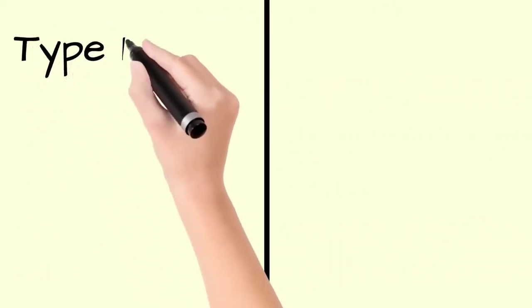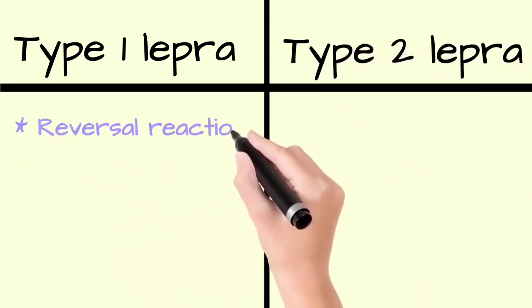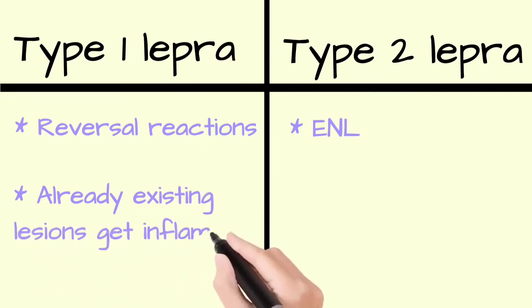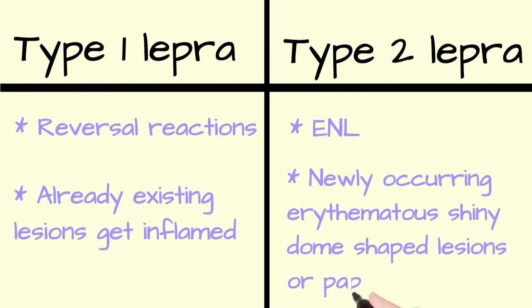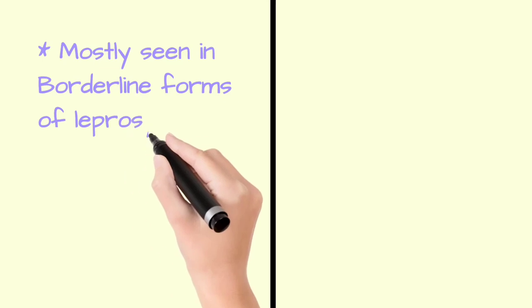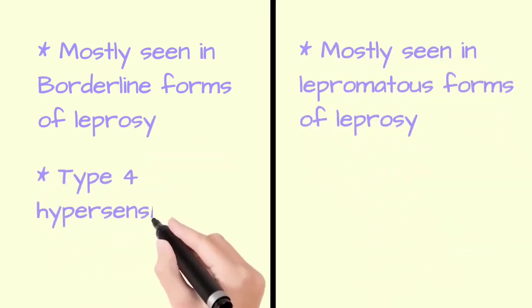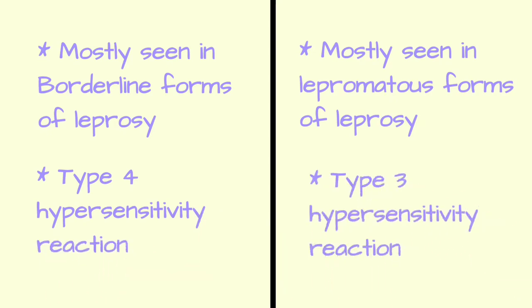Now we shall compare both the reactions for better understanding. Type 1 Lepra reaction, also called reversal, and type 2 is also called erythema nodosum leprosum. In type 1, the already existing lesions get inflamed, but in type 2, there are newly occurring lesions, which are erythematous, shiny, and dome-shaped lesions. Type 1 is mostly seen in borderline, while type 2 is mostly seen in lepromatous forms. And type 1 is type 4 hypersensitive reaction, while type 2 is type 3 hypersensitive reaction.